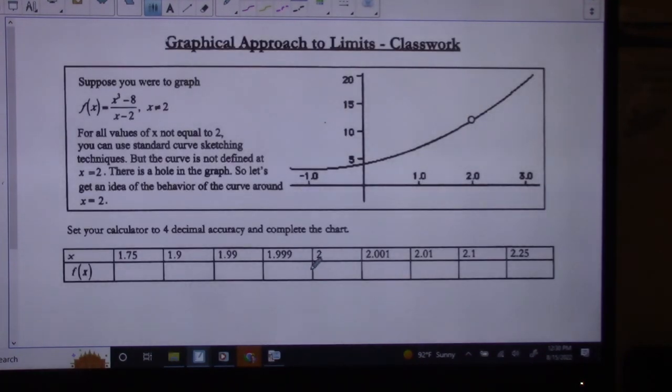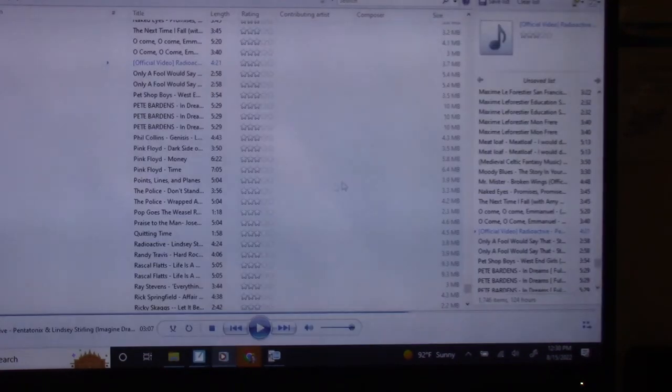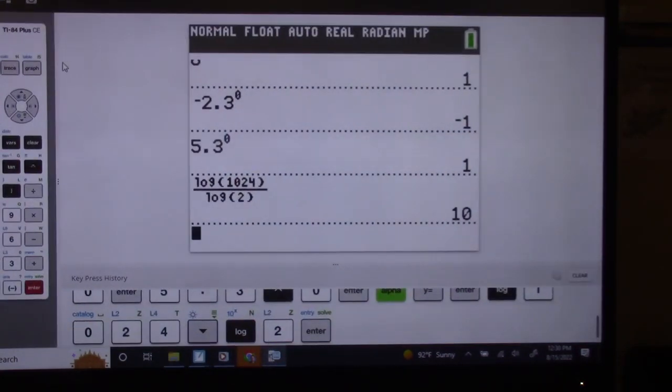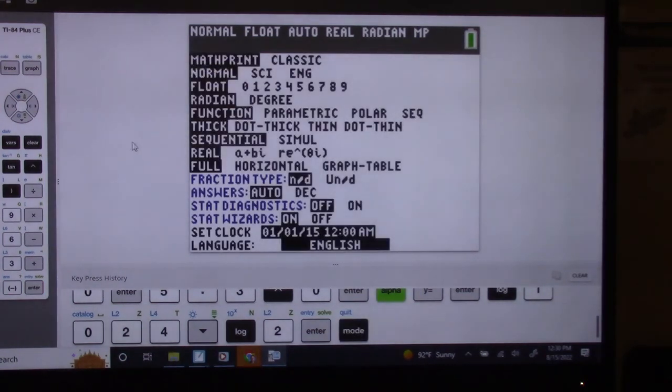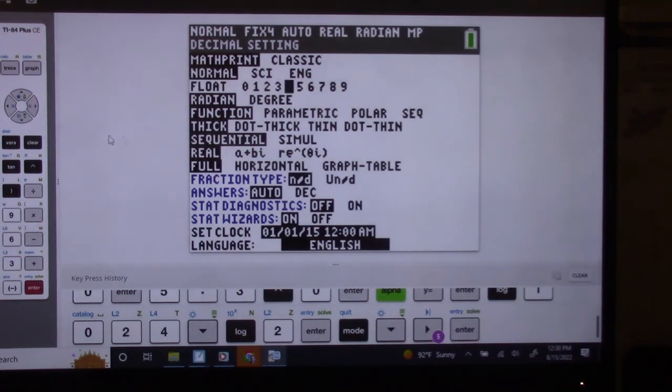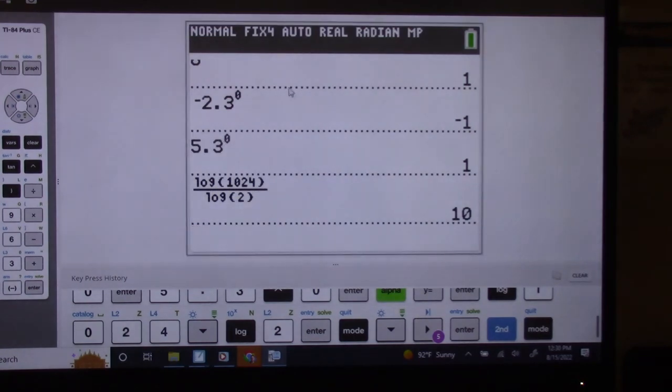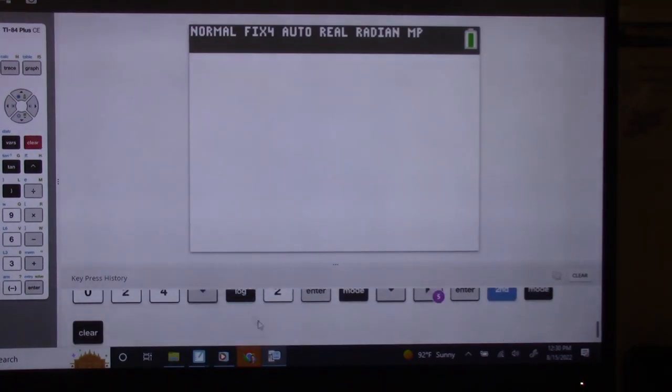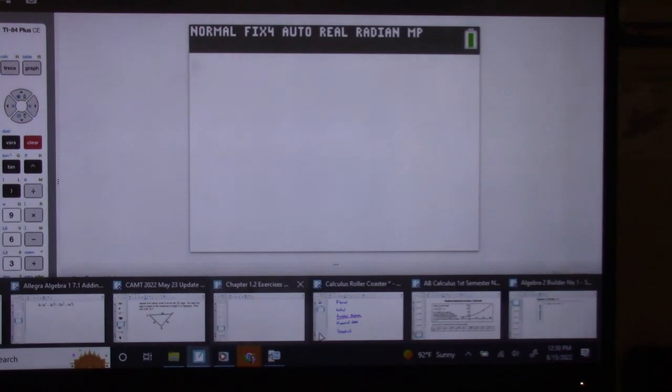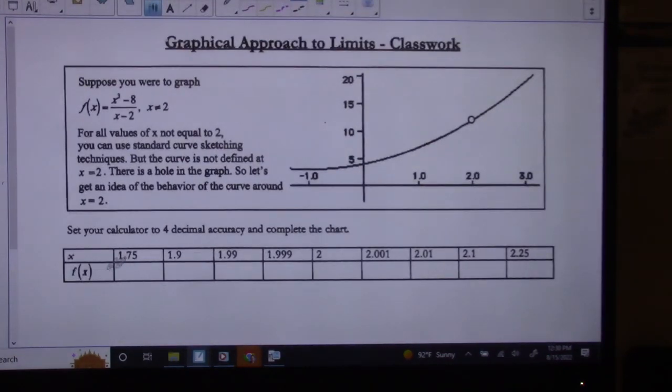Okay, right here, we're going to go ahead and set our calculator to 4 decimal point accuracy. So I have the calculator here, and I'll go to float, and we'll go over to 4. Right? You go to right here, and then we'll clear that. Then you can kind of divide and conquer if you want to fill out the chart. In fact, that could be the last thing we do today.